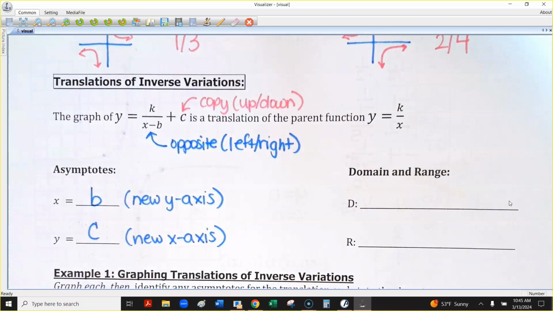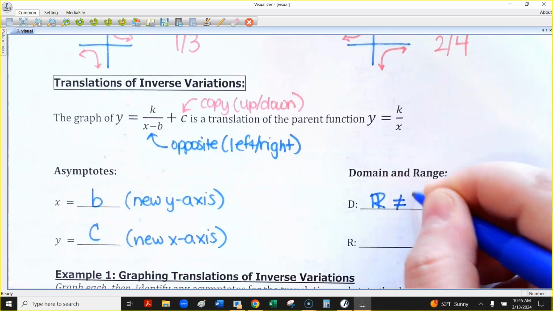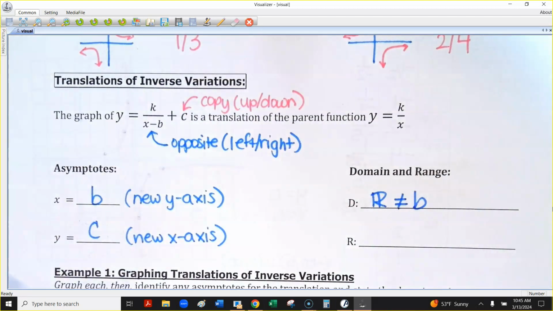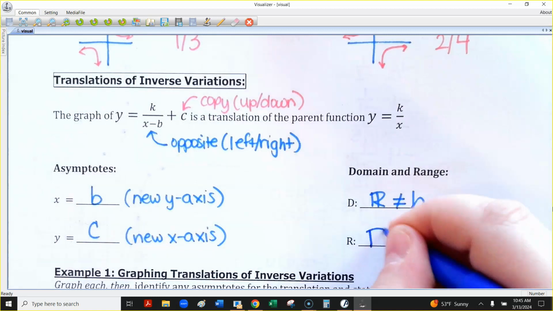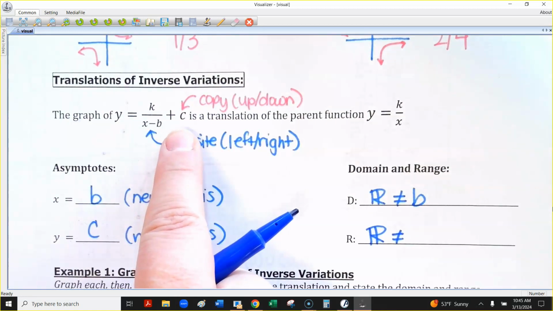Now, for the domain and range, remember, I'm not going to have you write out a big interval. This should just be all real numbers, but not whatever that b value is. That's what's going to set the denominator equal to 0, and you can't divide by 0. And then for the range, it's going to be all real numbers, but not whatever is added or subtracted to the side here. So that'll be c.